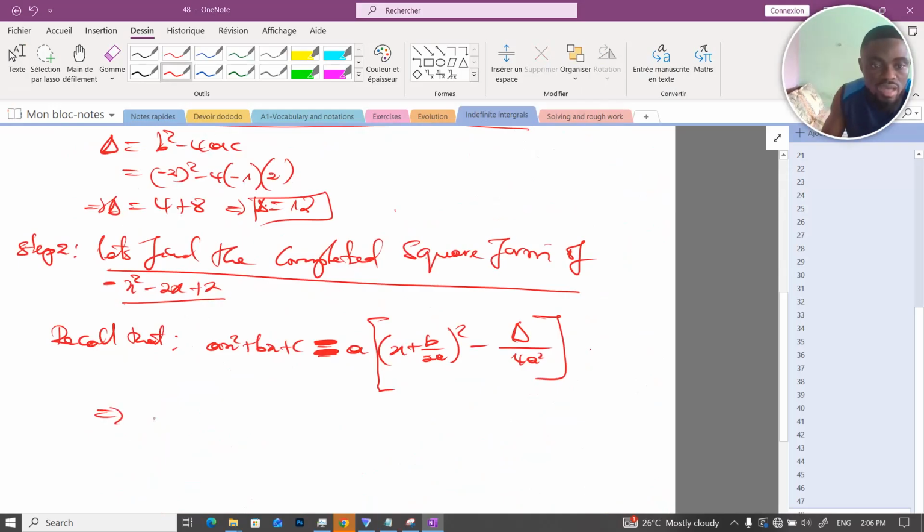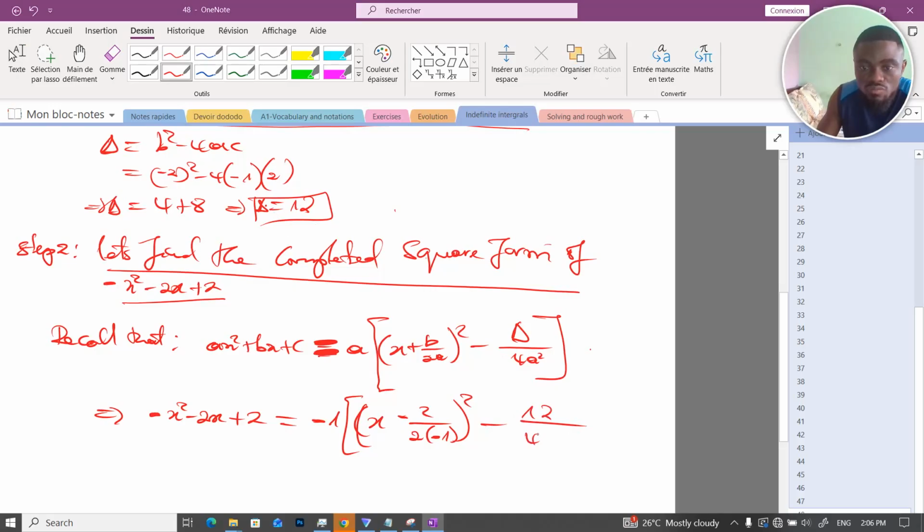Now, this implies our minus x squared minus 2x plus 2 will be equal to what? Our a is minus 1. So minus 1 into x plus, our b is minus 2, minus 2 all over 2 into a, our a is minus 1, all of this squared, minus, what was our delta? Our delta is 12. 12 all over 4 into a squared, minus 1 squared. Okay, very good.